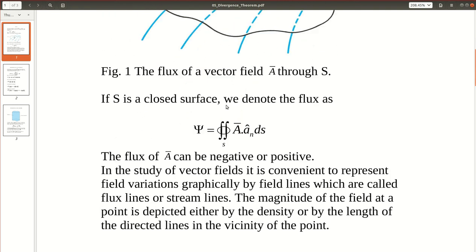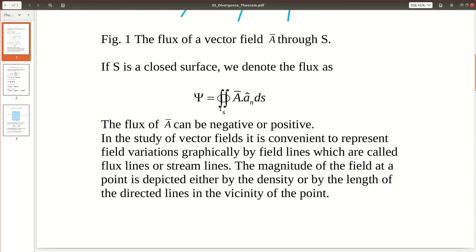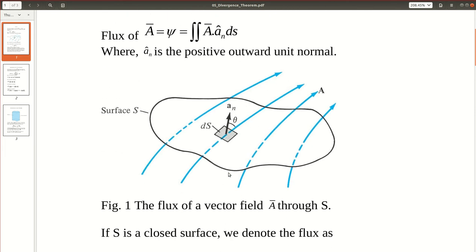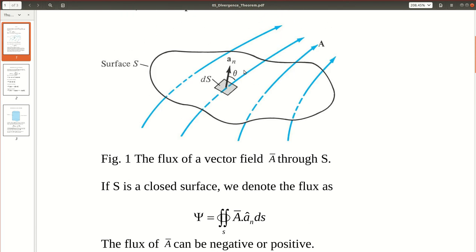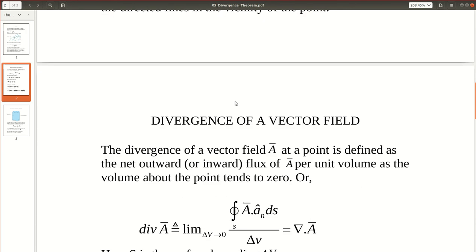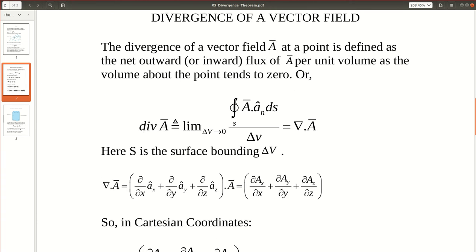Okay, so this is what's written here. The magnitude can be represented by the depth of these lines or the length of the lines, and the direction is the same direction as these lines. Now that we have described what a flux is, we describe what the divergence of a vector is.